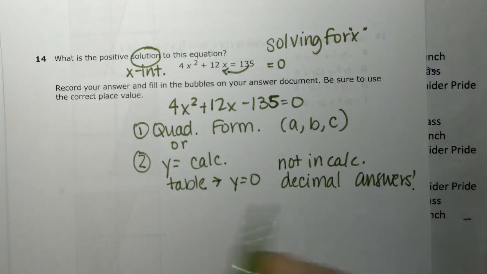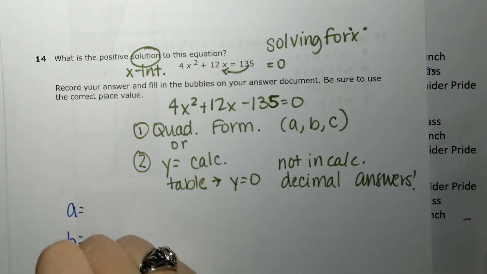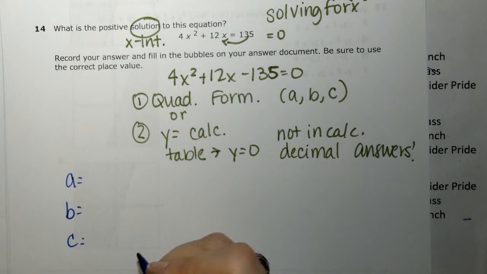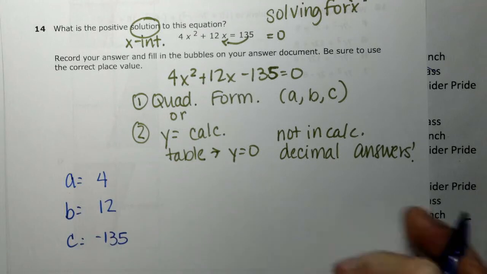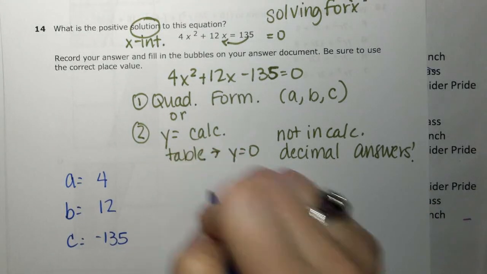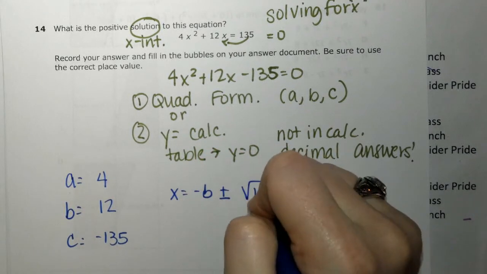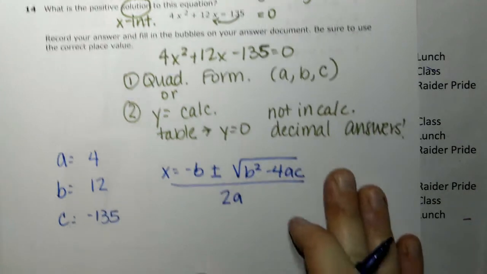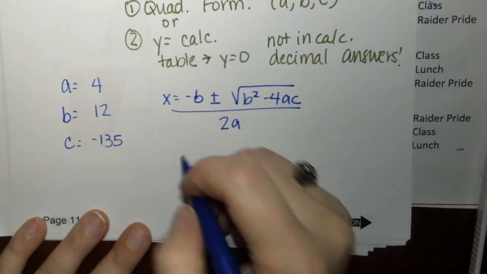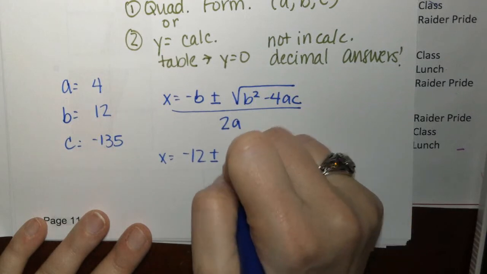Alright, so let's go ahead and do our quadratic formula. You should have had this on your reference guide. Your A is 4, your B is 12, and your C is negative 135. Remember, the formula is x equals negative b plus or minus the square root of b squared minus 4ac all over 2a. So I'm going to just put that in right here, just inputting what I have.